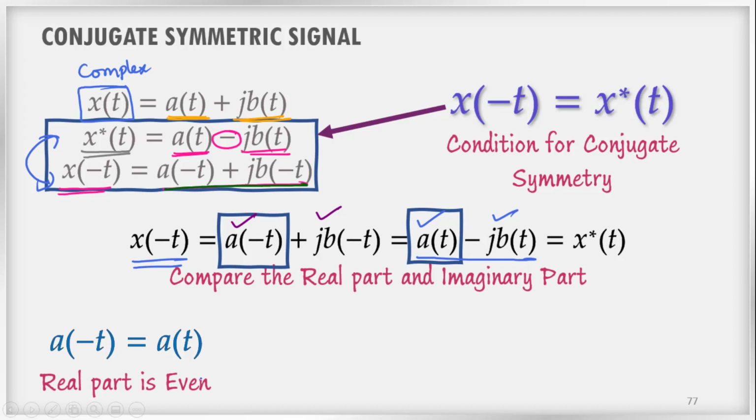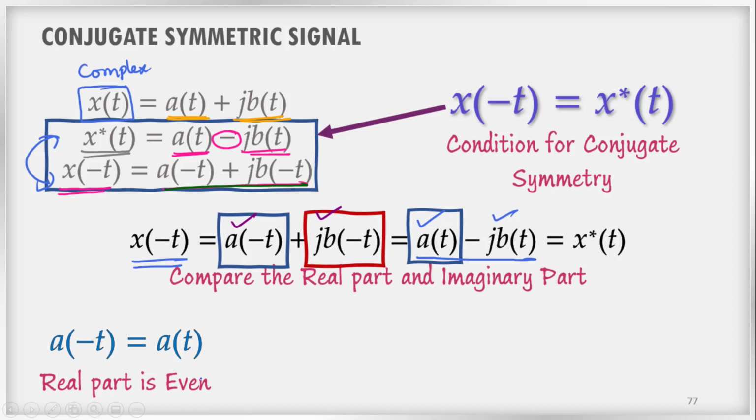We call a signal an even signal when a of t is equal to a of minus t. That means if the time reversed version of the signal is equal to the actual signal, then we call it an even signal. Here it is a of minus t equal to a of t. So the real part of the conjugate symmetric signal is an even signal.